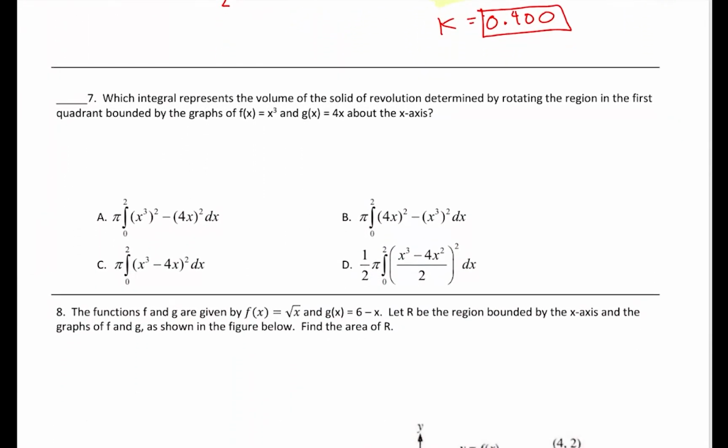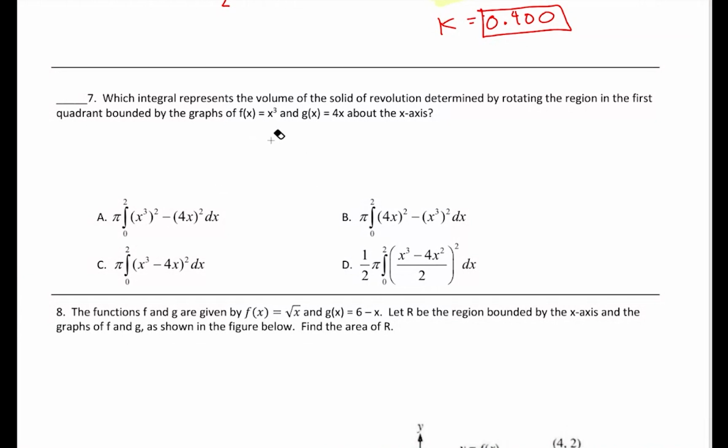Number 7, which integral represents the volume of the solid of revolution determined by rotating the region in the first quadrant, bounded by the graphs of f of x equals x cubed and g of x equals 4x, around the x-axis. So really, we just need to make sure that we are picking the correct top function, which function's on top. So we've got x cubed and 4x.